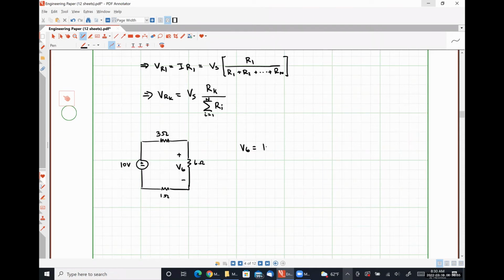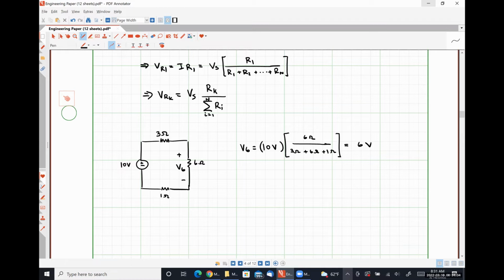V6 would be 10 volts, because that's the voltage drop over the total series combination of resistors, multiplied by the ratio of 6 ohms divided by 3 ohms plus 6 ohms plus 1 ohm, which is 10 times 6 over 10, exactly 6 volts. Chose this particular set of numbers to make it nice and easy.